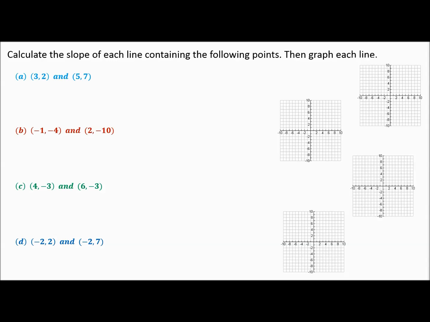All right, here we go. Let's try some of these problems. It says calculate the slope of each line containing the following points. Then I want to graph the line. Now, I didn't have a whole lot of room to put my graphs. I know these are the tiniest graphs you've ever seen in your life. I'm probably going to have a hard time graphing on them, but we'll see what we can get away with.